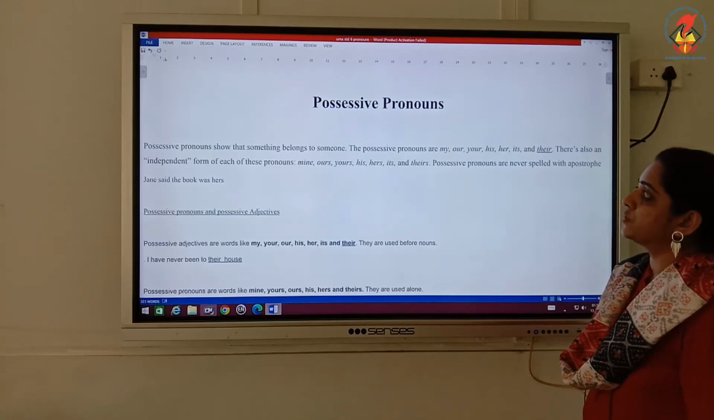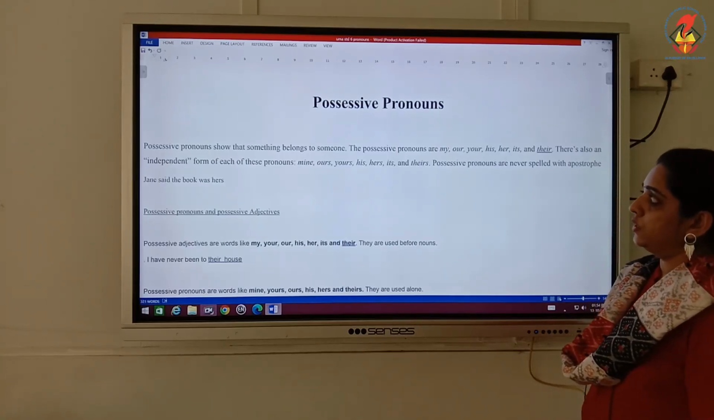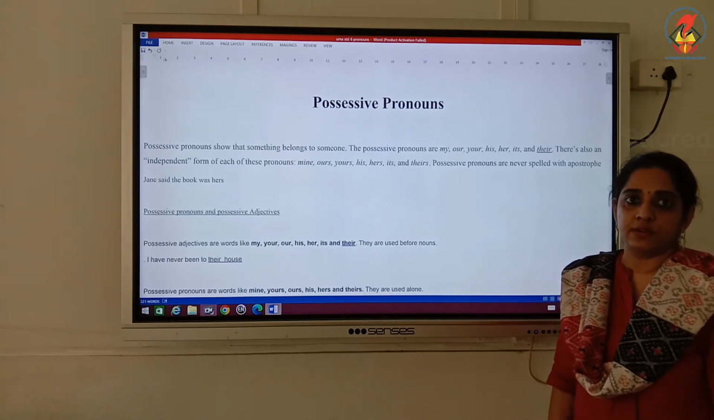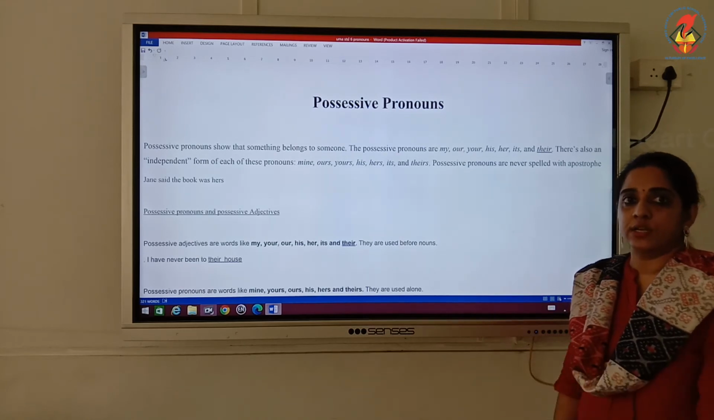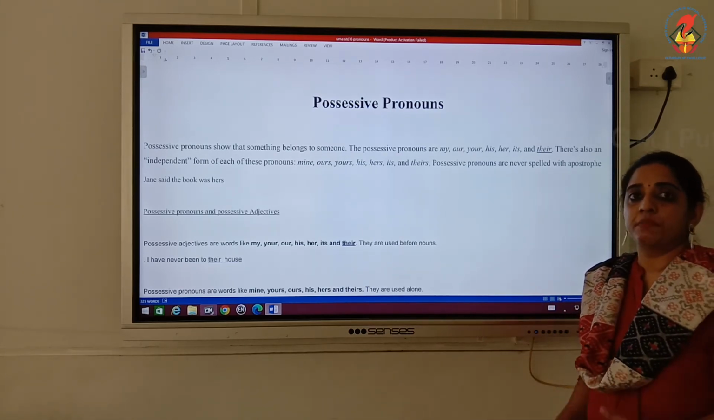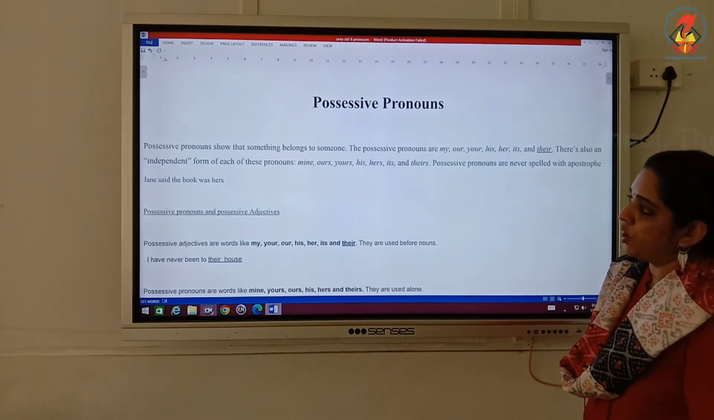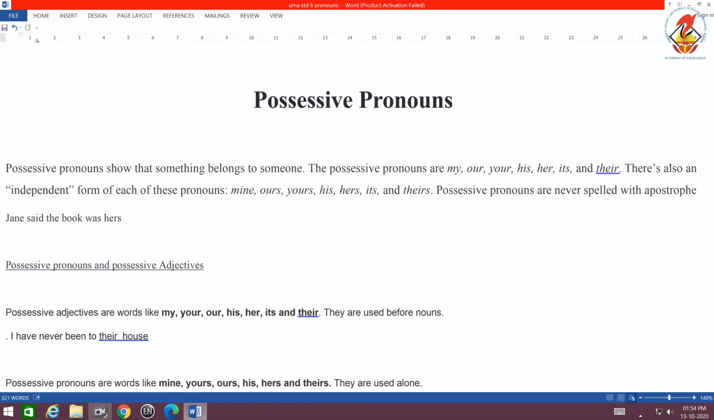What do you mean by a possessive pronoun? The book is his. The car is hers. That means the car belongs to that girl. The book belongs to that boy. So, these are the possessive pronouns which show belongings. Jane said the book was hers. See, the word hers shows that it is her book, that is possession.